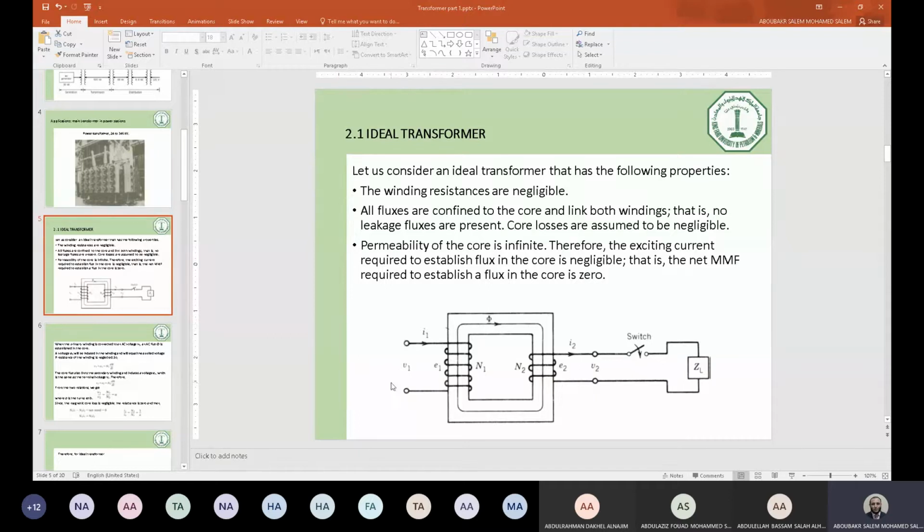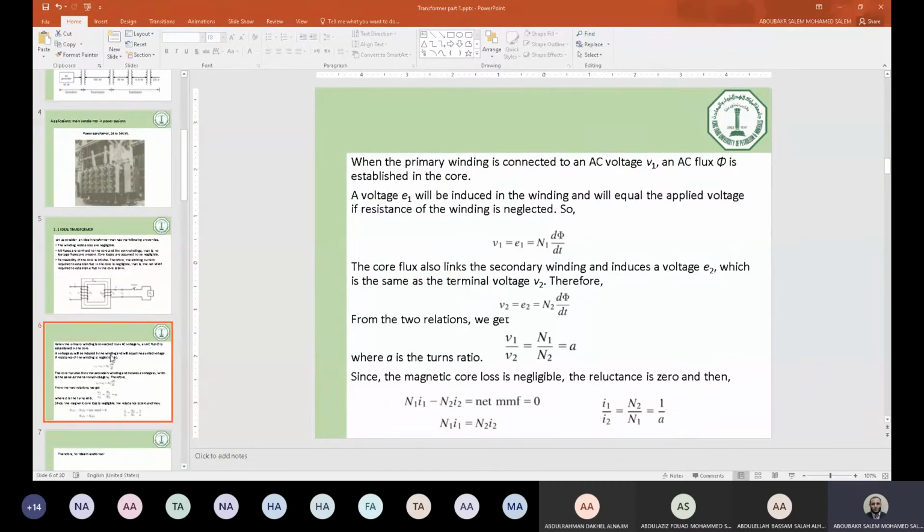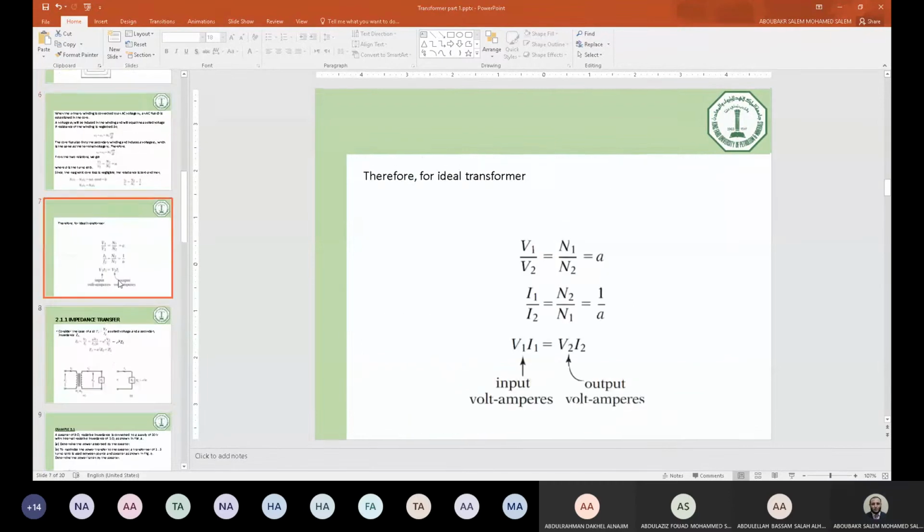We neglect the resistance of windings, we neglect the reluctance of cores, okay, and we assume that there is no leakage flux in the transformer itself. And we could find the relation of the voltage and the current with the turns ratio, which is nothing but the ratio between the number of turns of primary and secondary winding. Okay, and we could find that V1 divided by V2 equals N1 over N2 equals turns ratio.